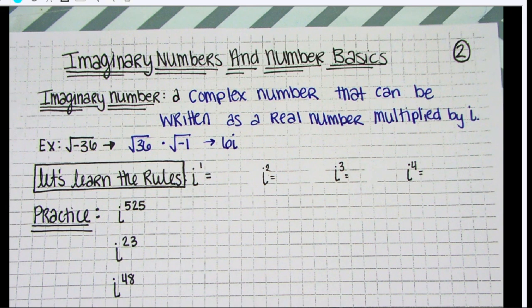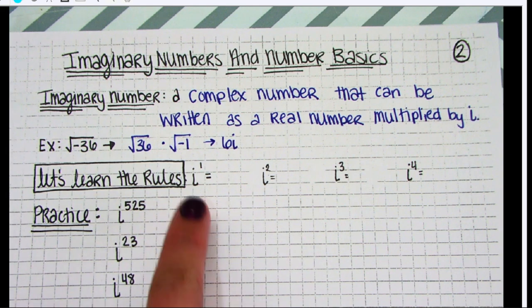And that's it. That's pretty much as complicated as it gets. Your calculator can do a lot of this stuff. So if you type in the square root of negative 36, it's going to give you 6i, as long as it's in imaginary mode. Okay? Does anyone remember the rules of i?